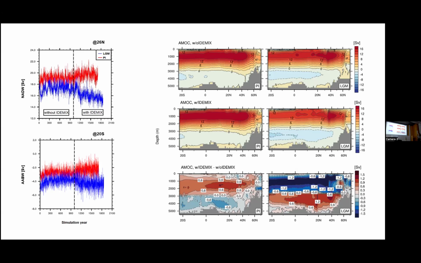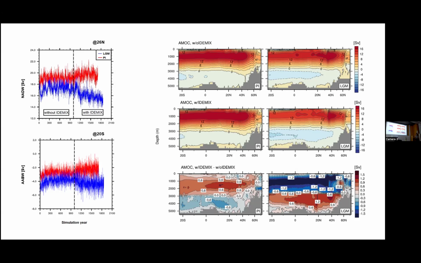The Antarctic bottom water gets slightly decreased for the PI ocean and slightly increased for the LGM ocean. And for the North Atlantic deep water, it's the other way around. The impact is not too much in terms of the strength, but we can see that it has a different pattern.